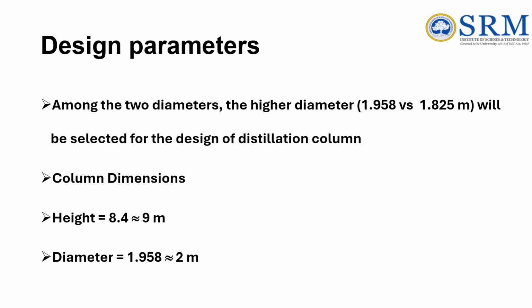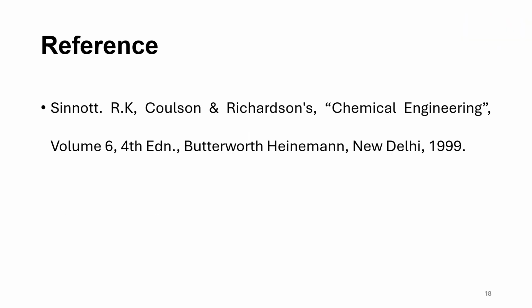Concluding the dimensions, the number of stages was found to be 13. The height of the column is 9 meters and the diameter of the column is approximately 2 meters. The appropriate material of construction has to be chosen with corrosion allowance and design considerations for the design of the distillation column. Reference: Chemical Engineering, Coulson and Richardson, Volume 6.